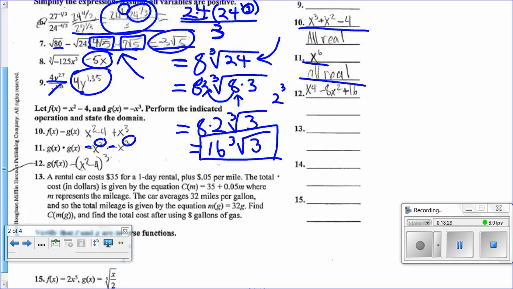Now on to number 12, g of f of x. I see you have it set up. Okay. So that's right. You put this f of x inside g of x, which means you substituted this whole thing for the x, which is exactly what you should have done.